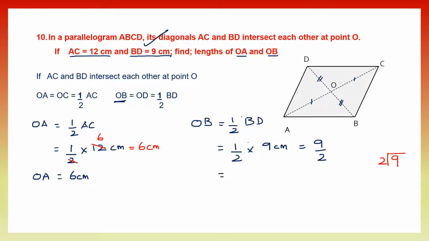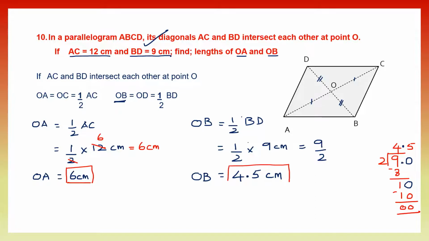9 divided by 2. 2 fours are 8, minus 1. I'm going to continue my division. I'm going to put a point here, carry that point up and put a 0. Now I bring the 0 down, my number is 10. 2 fives are 10. So my remainder now is 0. I can stop my division. So what have I got here? I have got 4.5. So that means OB is 4.5 centimeters. So we have found OA to be 6 centimeters and OB to be 4.5 centimeters. So we've got our answers.